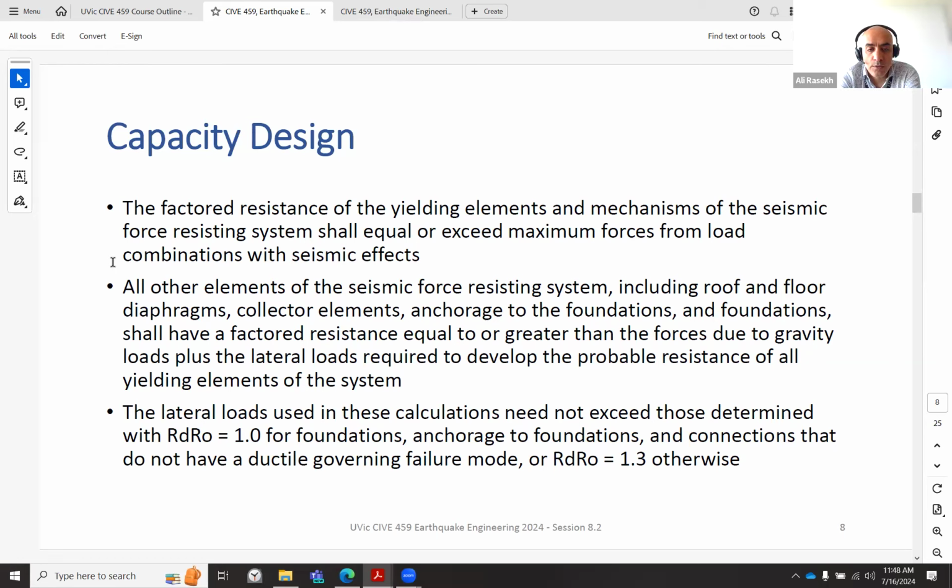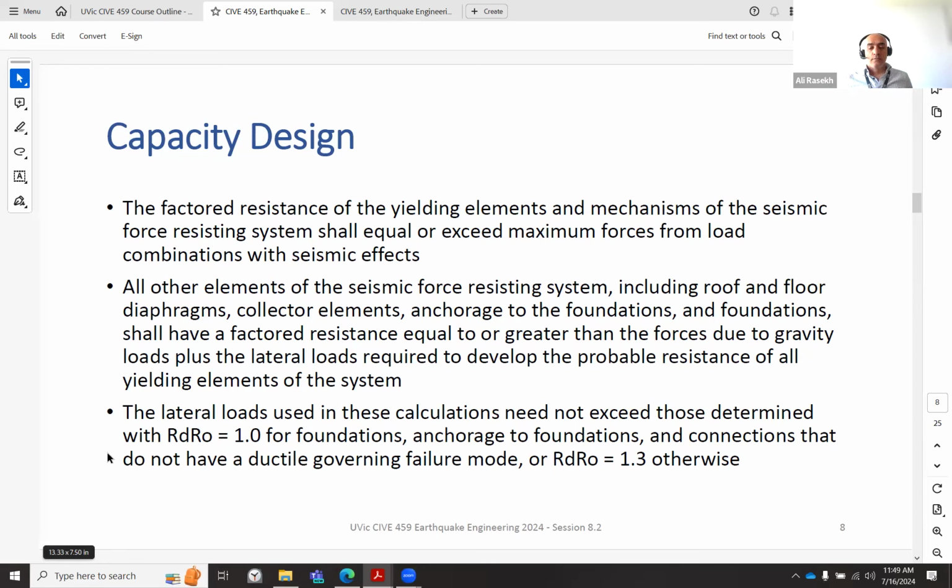The lateral loads used in these calculations need not exceed those determined with RD multiplied by RO equal to 1 for foundations, anchorage to foundation, and connections that do not have a ductile governing failure mode, or RD multiplied by R0 equal to 1.3 otherwise. So basically, this is an important part. You should think carefully about this.